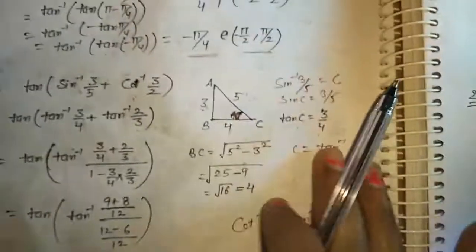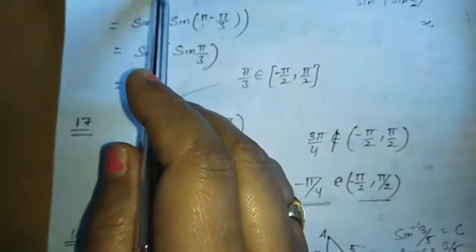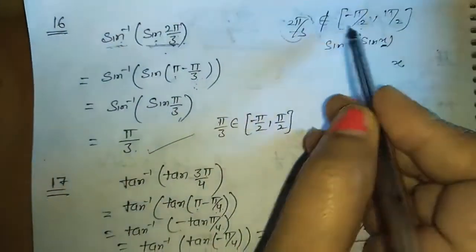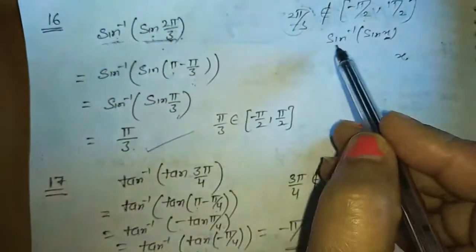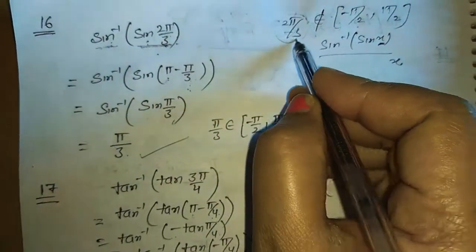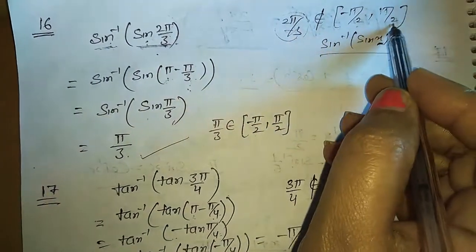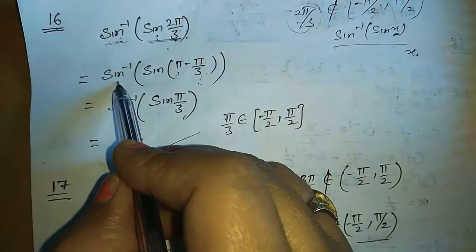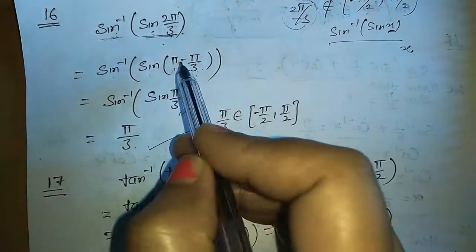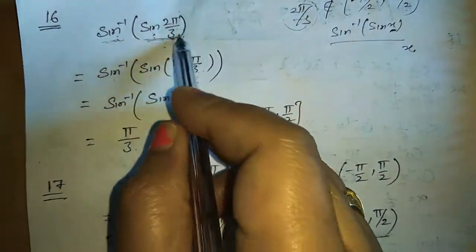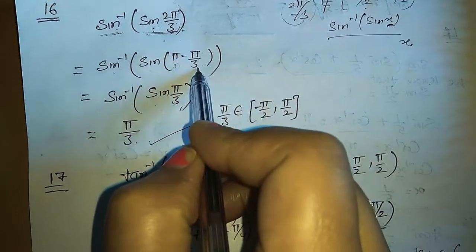Now come to question number 16. Sine inverse sine 2 pi by 3. Its range will be 2 pi by 3. Then but 2 pi by 3 doesn't belong to minus pi by 2 to pi by 2. Then we can write sine inverse sine of 2 pi by 3. Only 2 pi by 3 we can write as pi minus pi by 3.